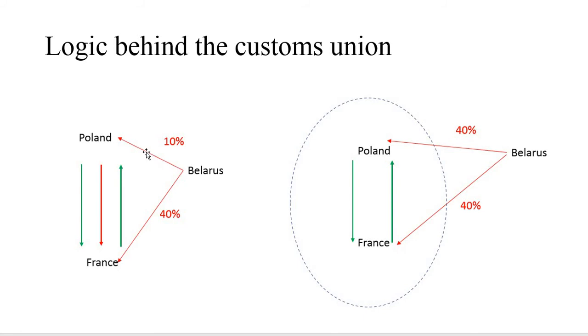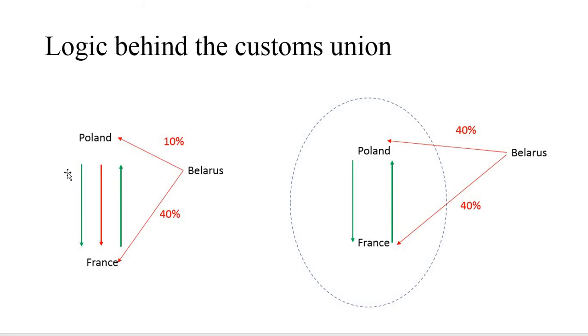I have no idea about the actual size. This is just an illustration, so it does not imply that those numbers are true. But the idea is like this. In Poland, goods produced in Belarus are subject to a smaller tariff. That's why it makes sense for Belarus to export goods to Poland and then from Poland export them to France, because there are no restrictions on the flow of goods from Poland to France.